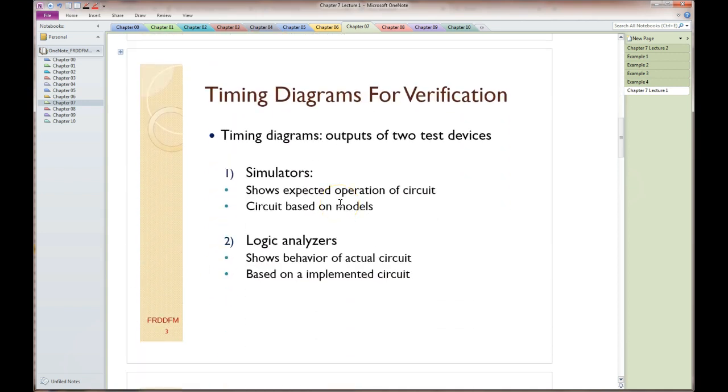So timing diagrams used for verification, very useful particularly in the outputs of two really common test devices, one being a simulator and one being a logic analyzer. So simulators show the expected signal values in your circuit by use of a timing diagram, whereas logic analyzers show the actual values. And the difference being that simulators are using models and not a real circuit to generate output. Logic analyzers are used to test an actual implemented circuit. Both of them output timing diagrams.